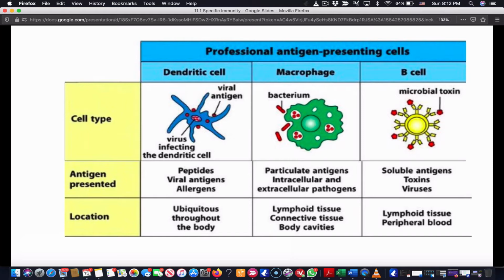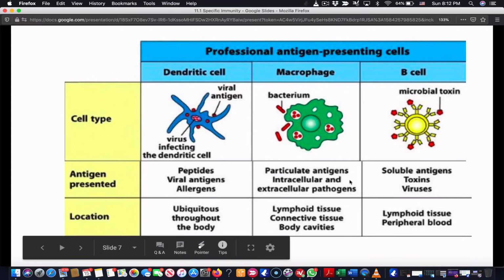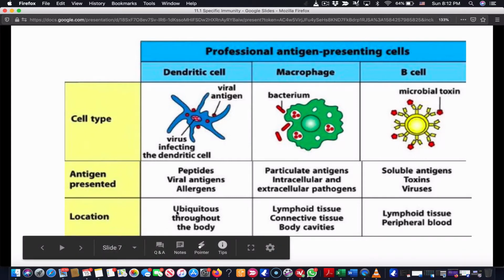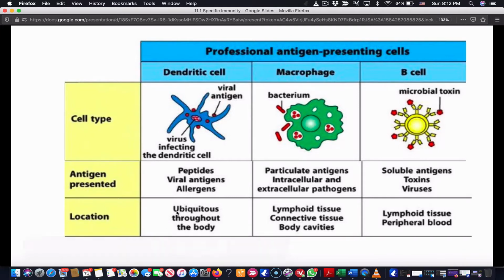Just to review, this shows you the different types of antigen-presenting cells that you can have. We've got the dendritic cells, and I just wanted you to take note of what types of antigens they deal with, and then where we find them. These dendritic cells are going to be all throughout the body. They're going to be in your tissues, and your blood, and your lymphatic system, etc.